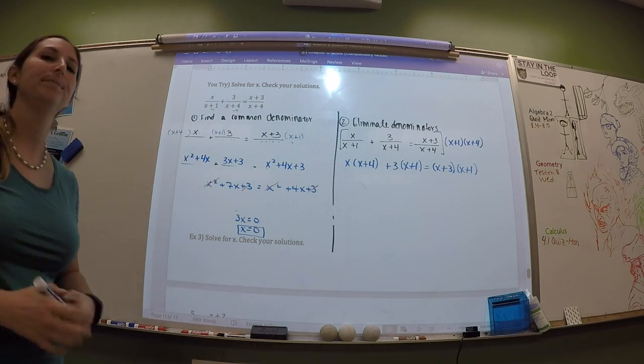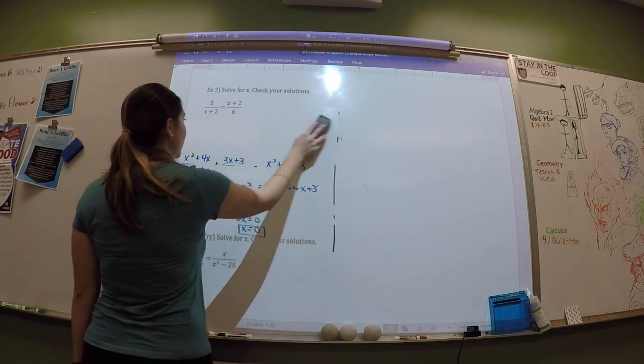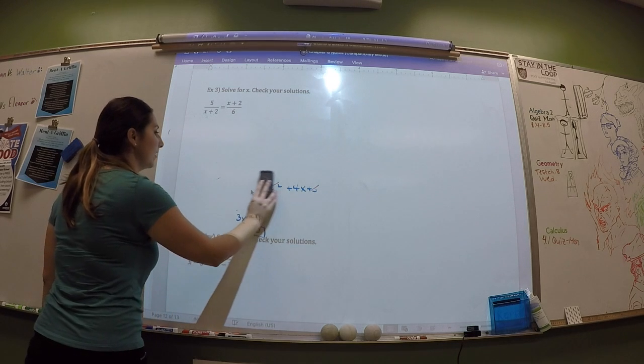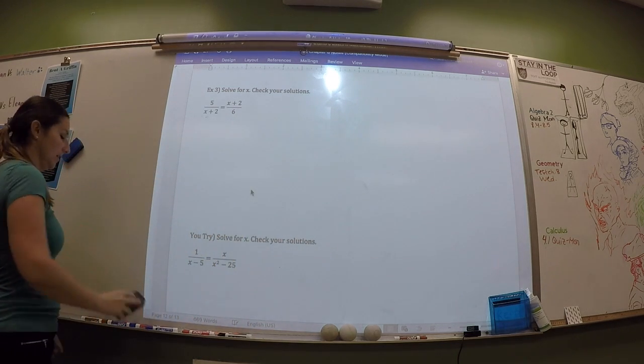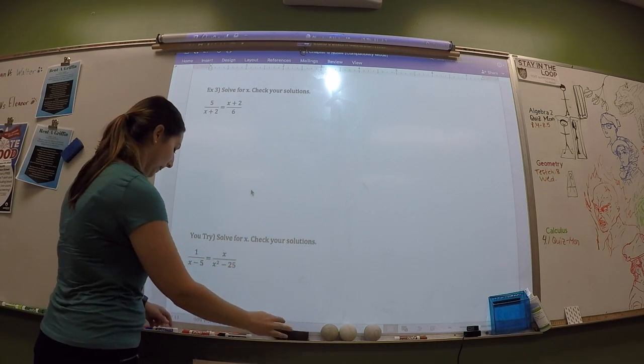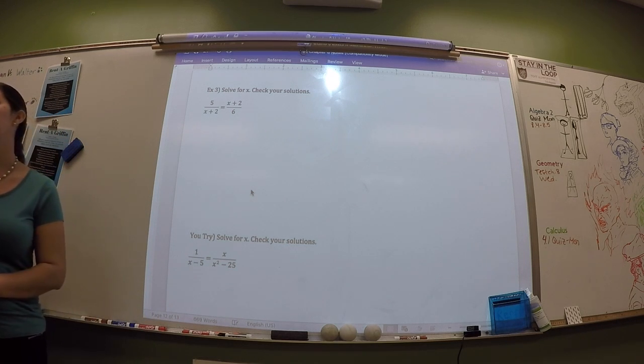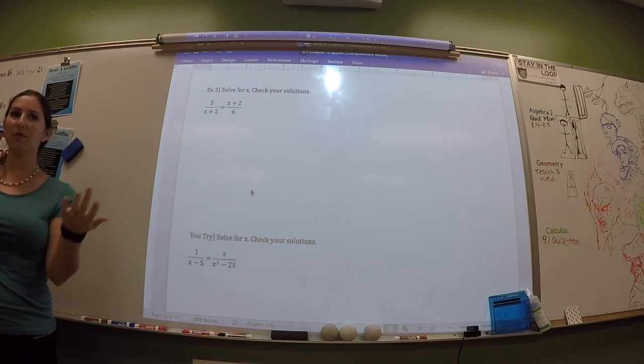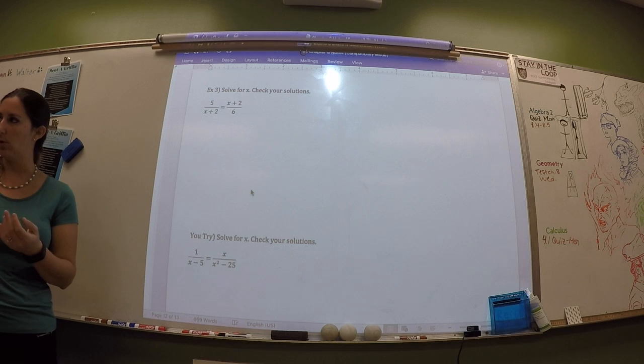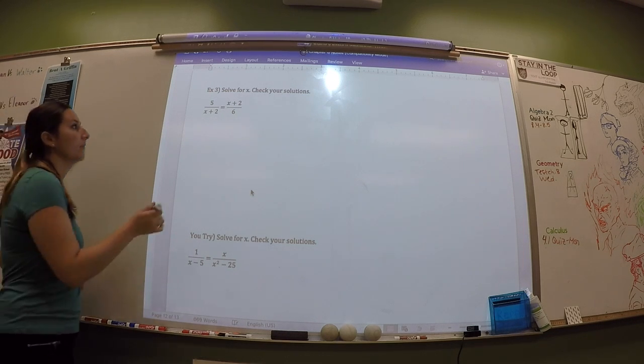You can solve by finding a common denominator or eliminating the denominator, but what's the easiest way? It's to cross multiply. If you have fraction equals fraction, in any circumstance, you can cross multiply.